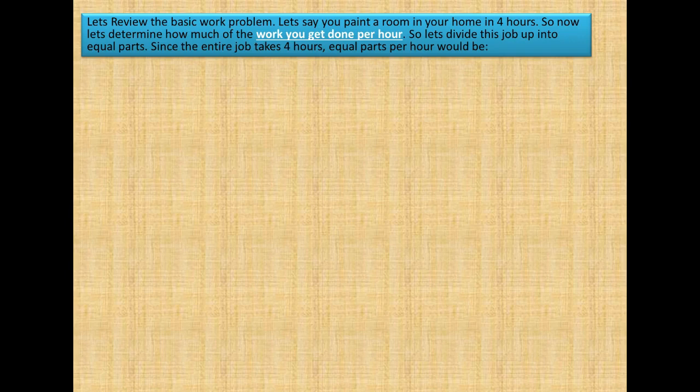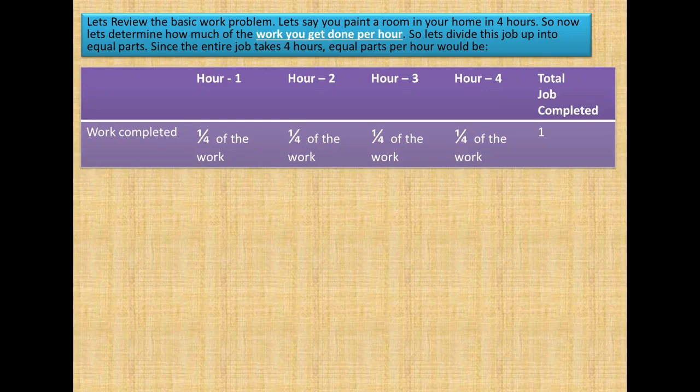So, okay, let's say you paint a room in your home in 4 hours. So now let's determine how much of the work you get done per hour. So let's divide this job up into equal parts. Since the entire job takes 4 hours, equal parts per hour would be, and we created a table. So to get the total work completed in the first hour, we have 1/4 of the work done. In the second hour, we have 1/4 of the work done. In the third hour, we have 1/4 of the work done. And in the fourth hour, we have 1/4 of the work done. And if you add all of that up, you get one job completed.